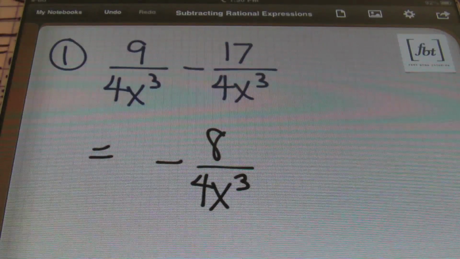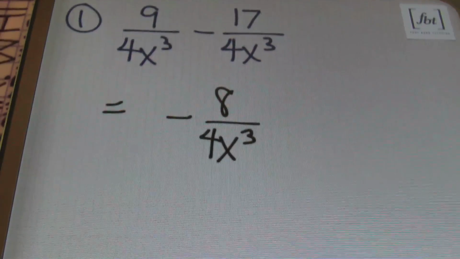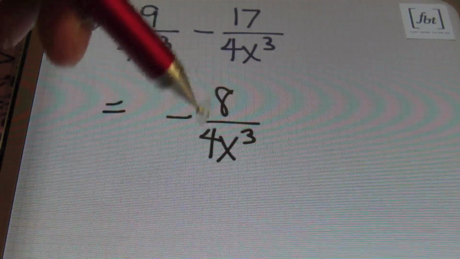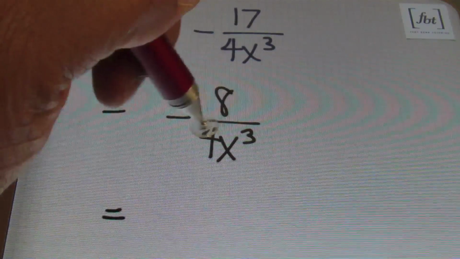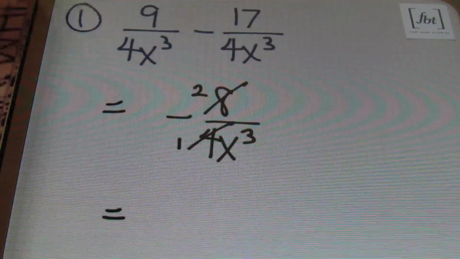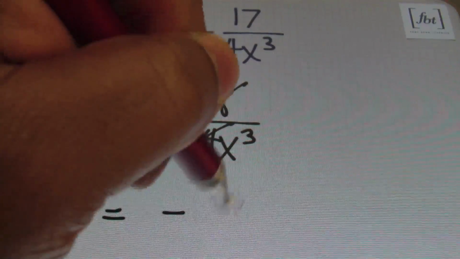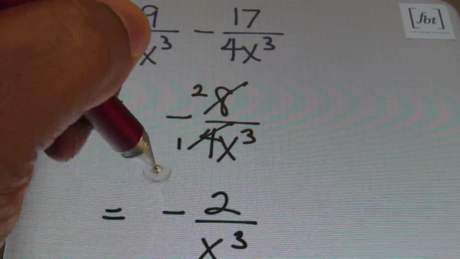But with any fraction, you need to simplify it. We got to reduce this. So if you'll notice here, my coefficients, the numbers 8 and 4, can be reduced by 4. So what will happen is this 4 gets canceled out to 1. This 8 gets canceled out to 2. So I'll end up with negative 2 over x cubed. And that's the result.